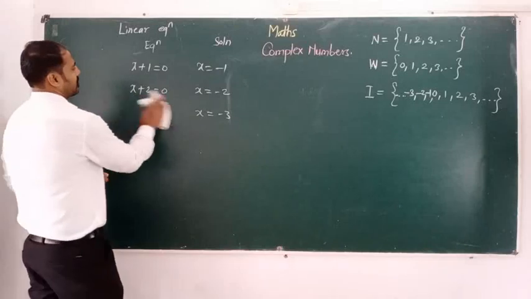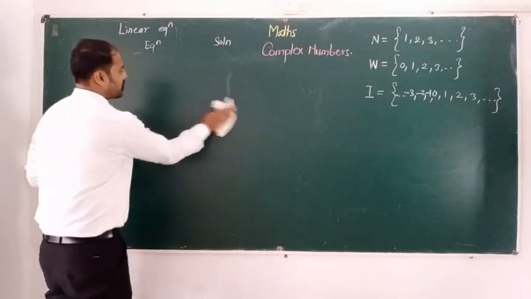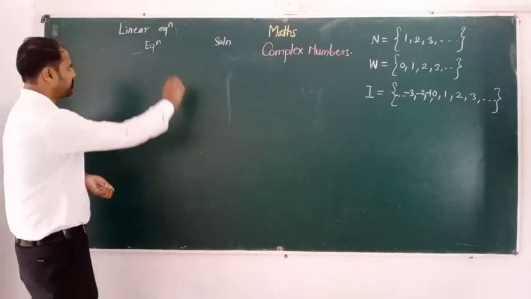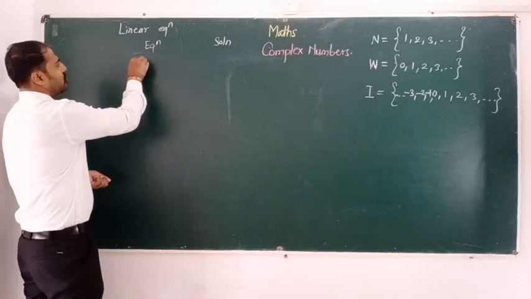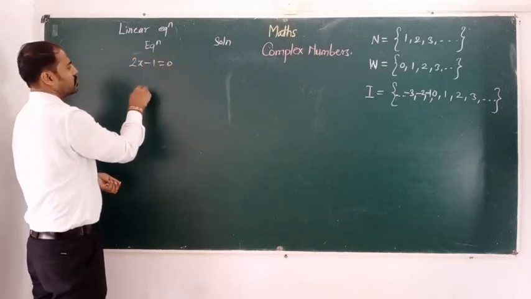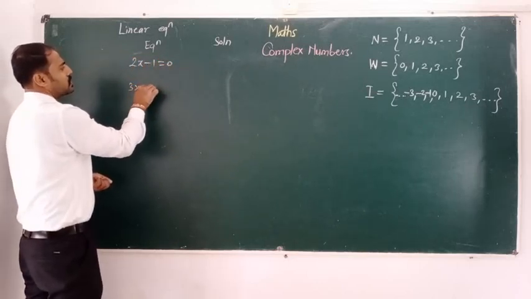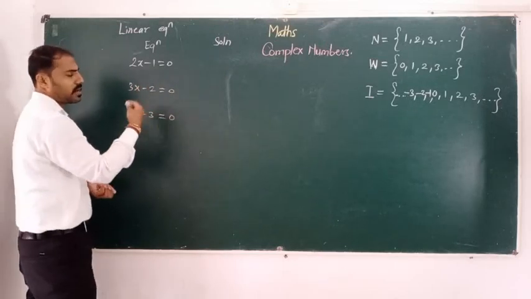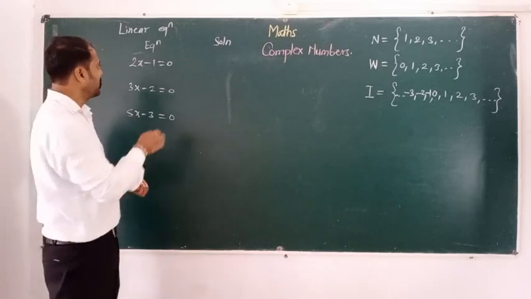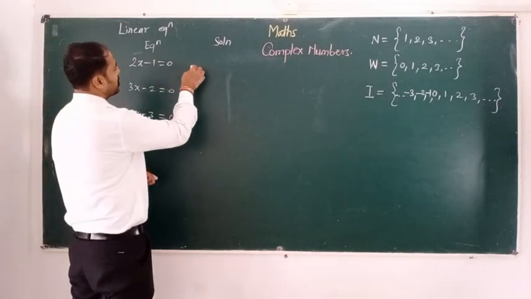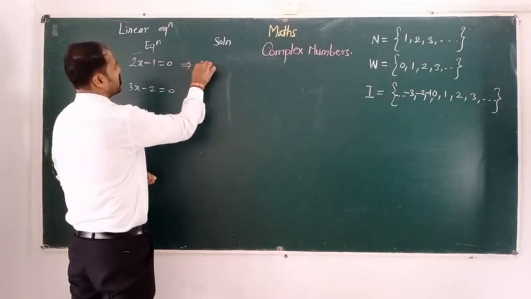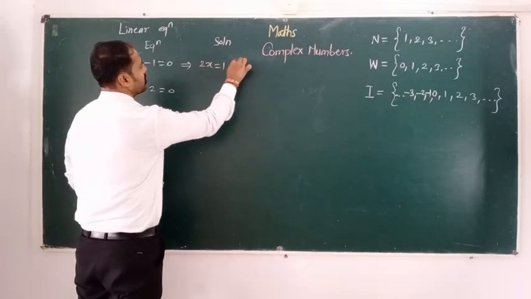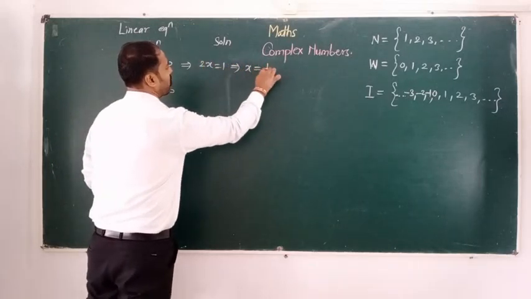परत काय झालं की त्यांना काही इक्वेशन्स अशा पद्धतीने मिळत गेले. 2x minus 1 is equal to 0, 3x minus 2 is equal to 0, 5x minus 3 is equal to 0. असे काहीतरी इक्वेशन्स भेटले. त्यांनी ते इक्वेशन सोडवण्याचा प्रयत्न केला. From this, I can write 2x is equal to, this implies x is equal to 1 upon 2.